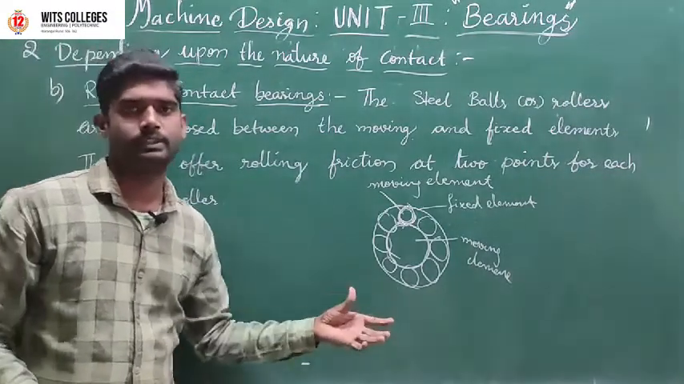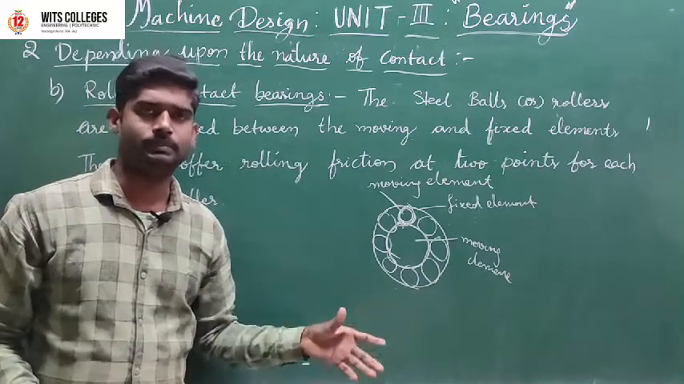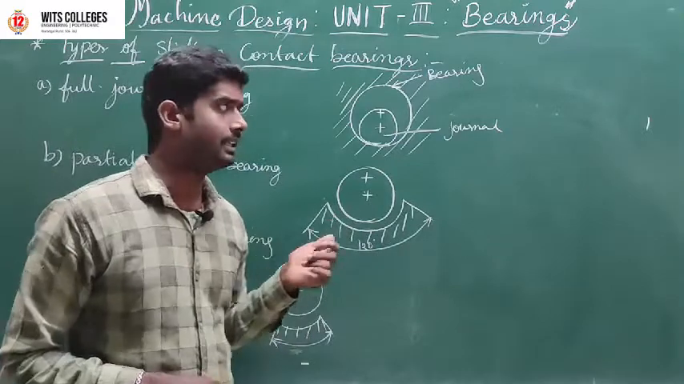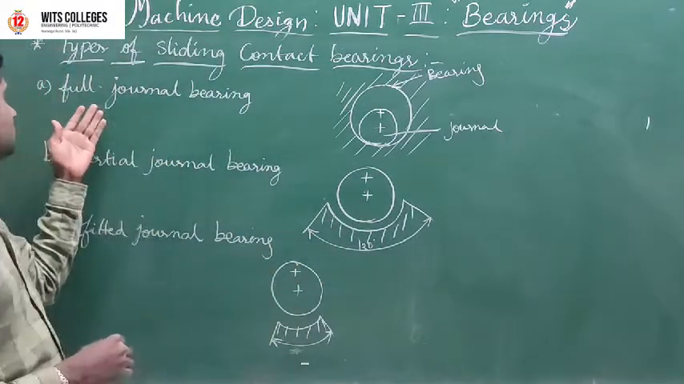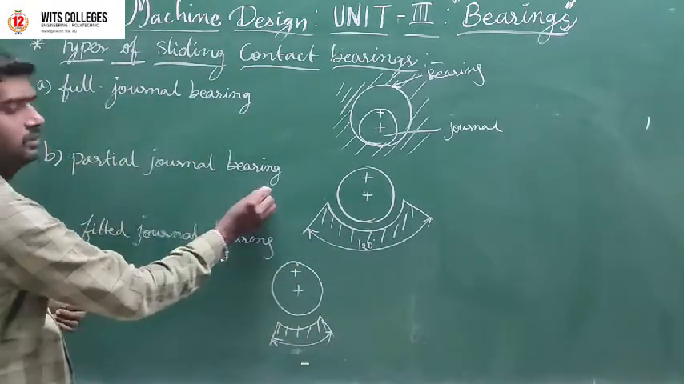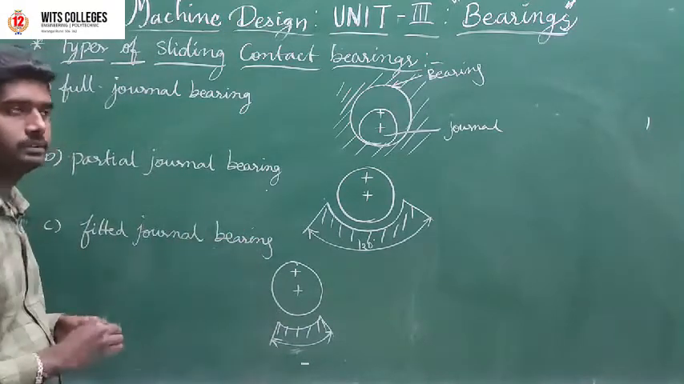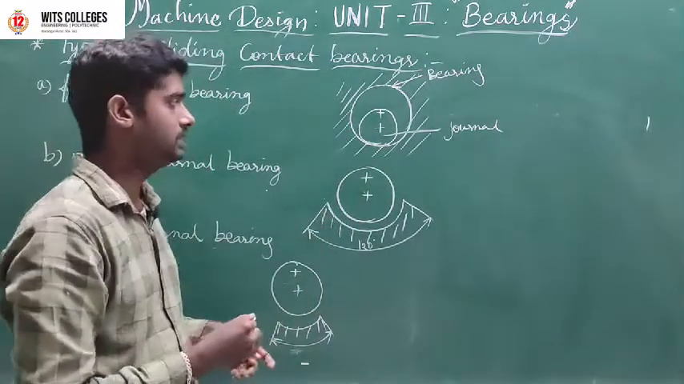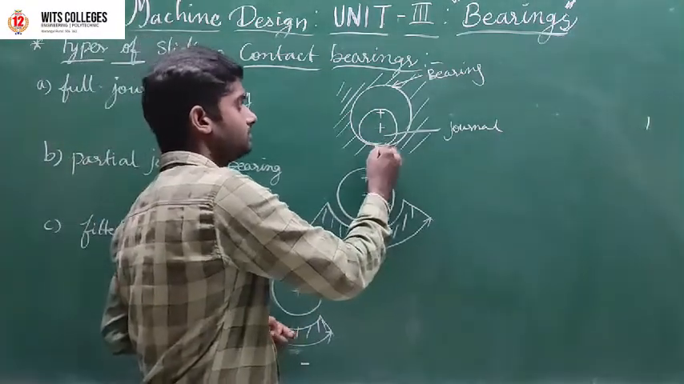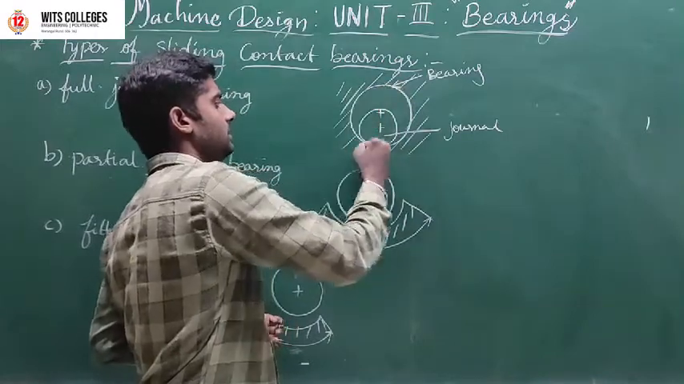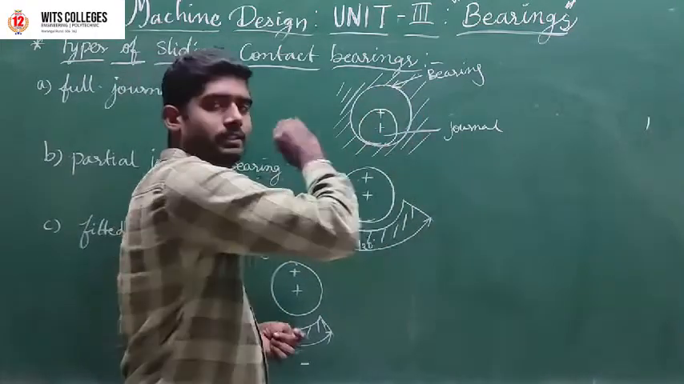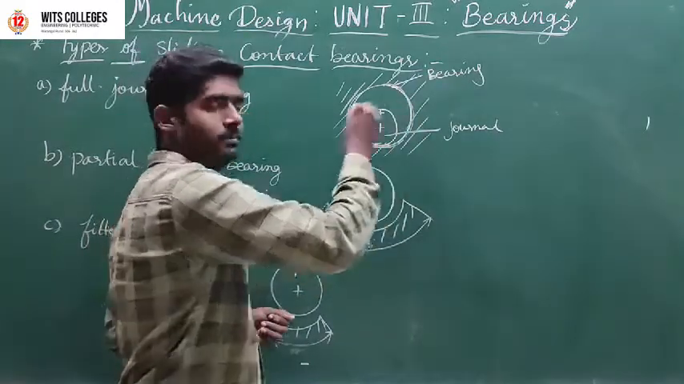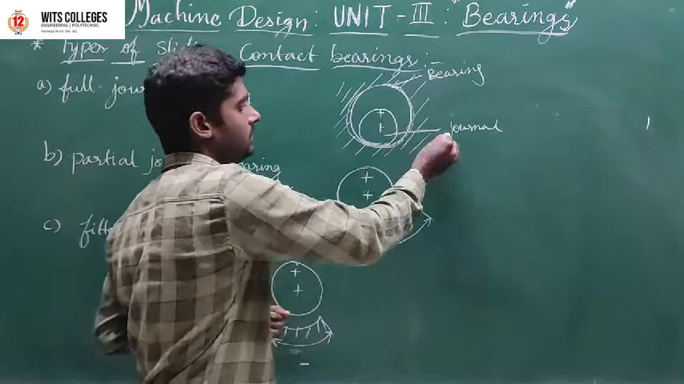Next, we are going to discuss types of sliding contact bearings. Sliding contact bearings are divided into 3 types: full journal bearing, partial journal bearing, and fitted journal bearing. What is a full journal bearing? The best example is this figure. A full journal bearing consists of a bearing around the total journal. This is the bearing and this one is the journal.